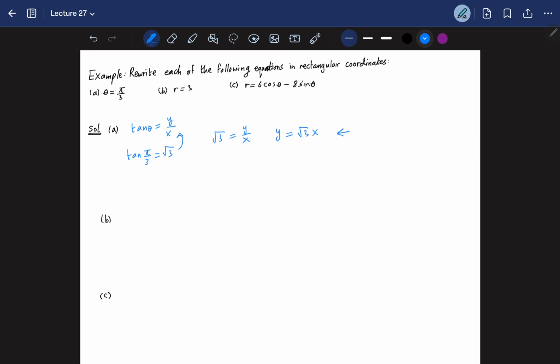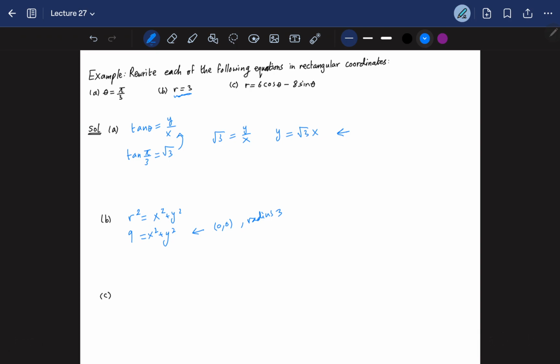So we're done. Let's see if we have r equals 3. R equals 3, you always think about, oh, I have an r, so I have this equation if I want to convert. Now, if we have r to be 3, so r squared is going to be 9. And we're done. As simple as that. This is an equation of a circle with center 0, 0, and radius 3.